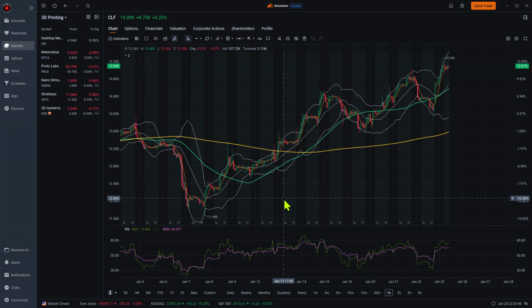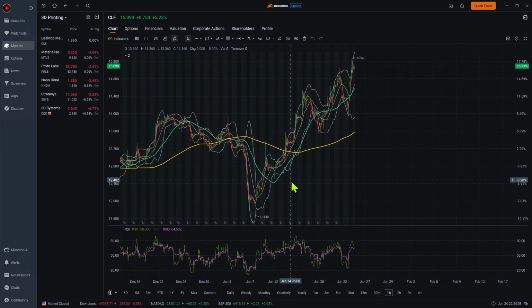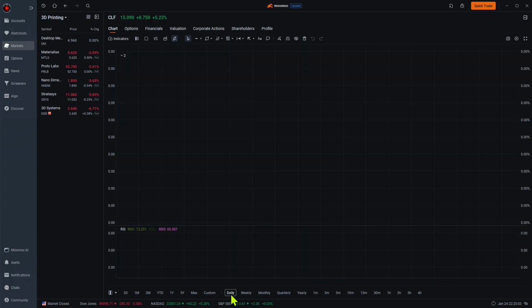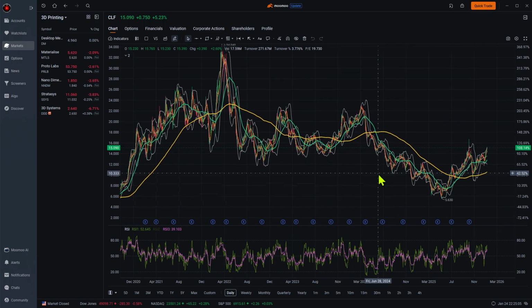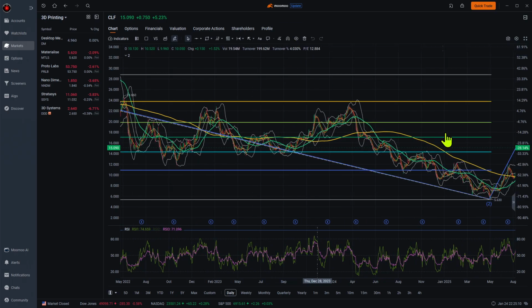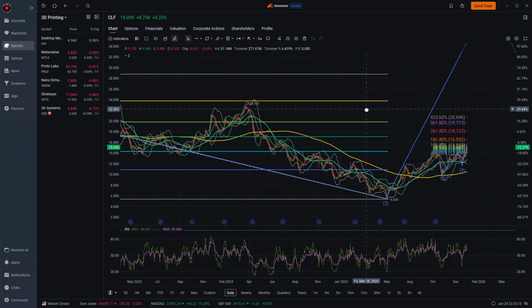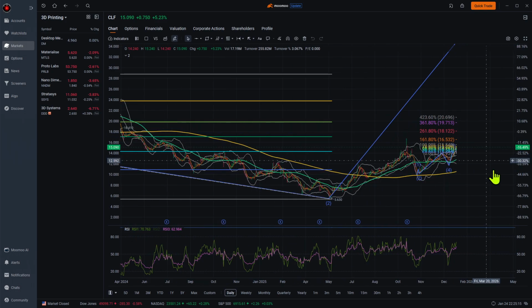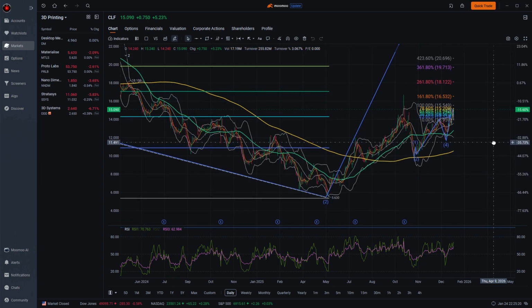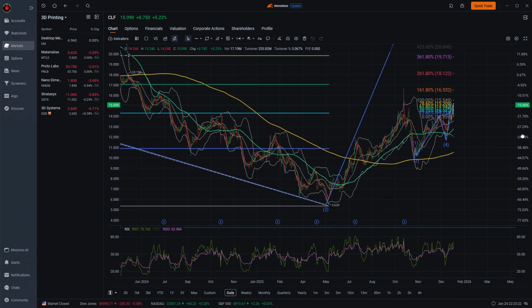I don't really do supply demand zones. There's ways to do it that are really easy. That's all these lines are. They're just supply demand zones. That's how Fibonacci, RSI, they all match up.